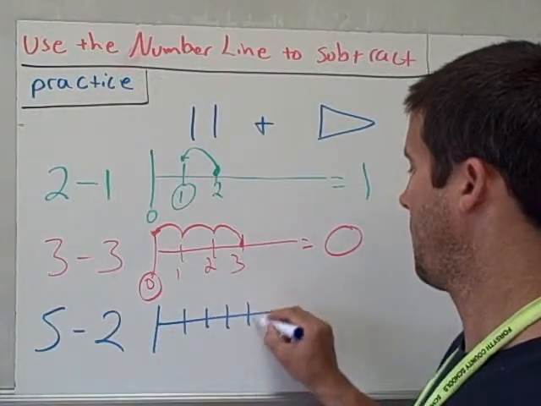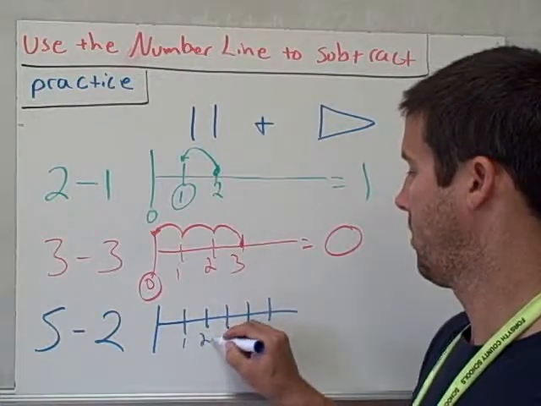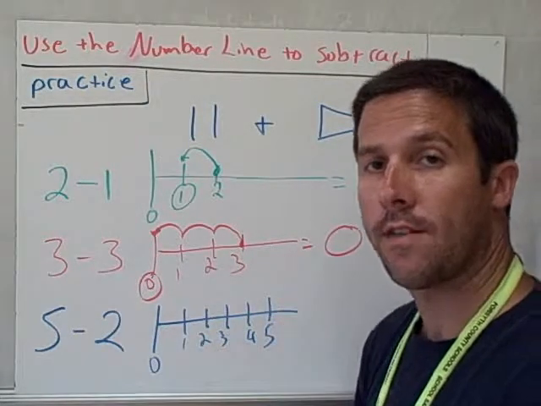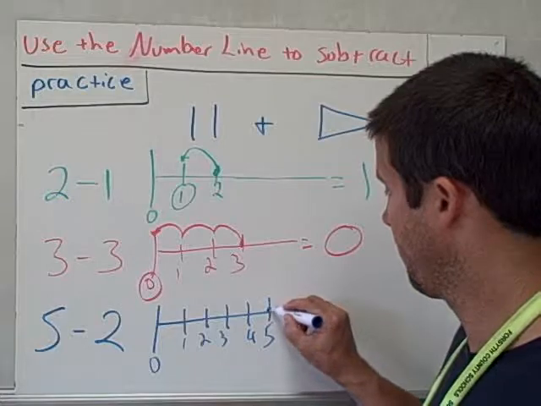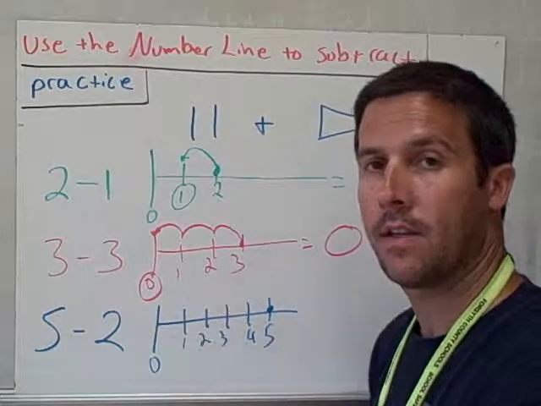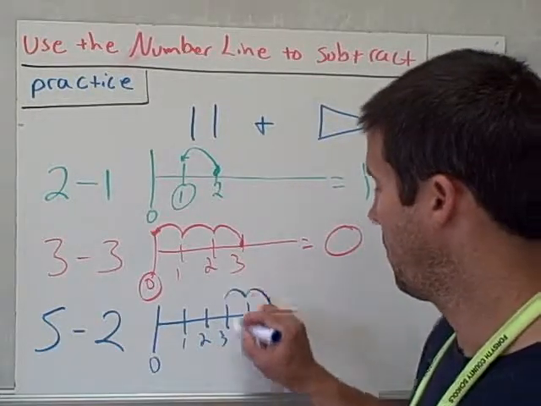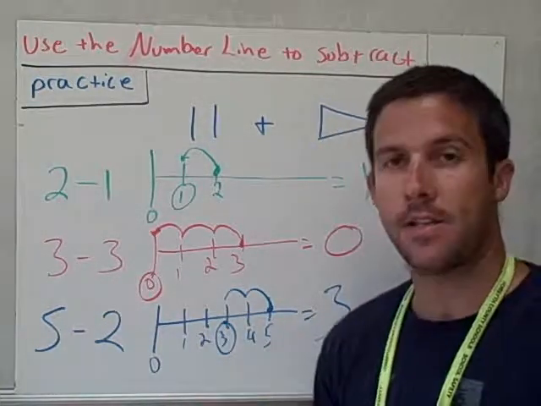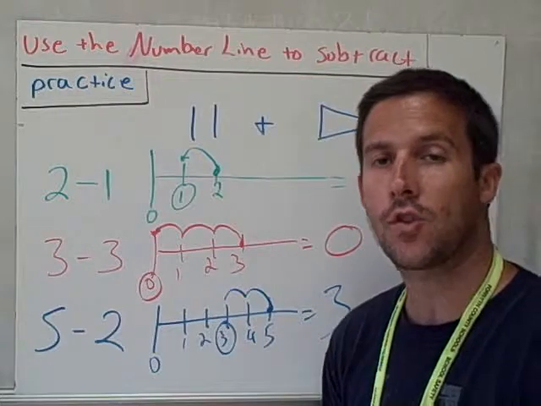1, 2, 3, 4, 5. That's my 0. We're going to start off at 5. We're going to go back 2 spaces. 1, 2. See that my answer is 3. And that is using the number line to subtract.